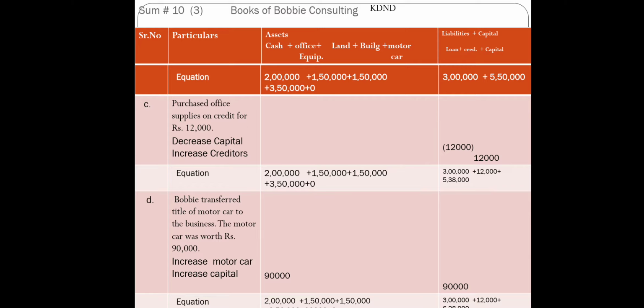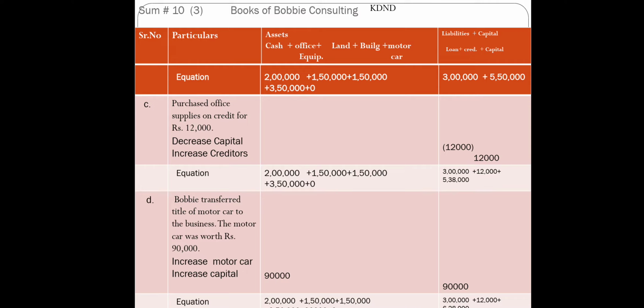So it will reduce the capital, right? Because it is like stationery we are purchasing for office. So stationery reduces your capital, and we are purchasing this on credit. So when we are purchasing this on credit, liability here will increase. So liability increases by 12,000 and the capital will reduce by 12,000.